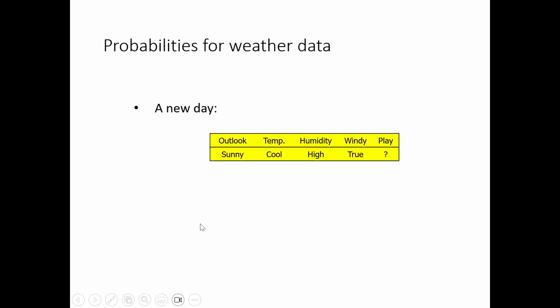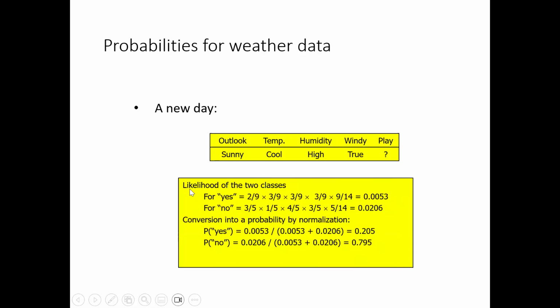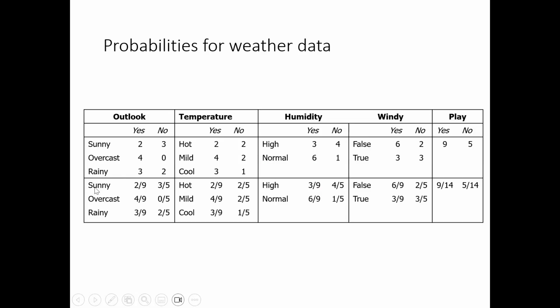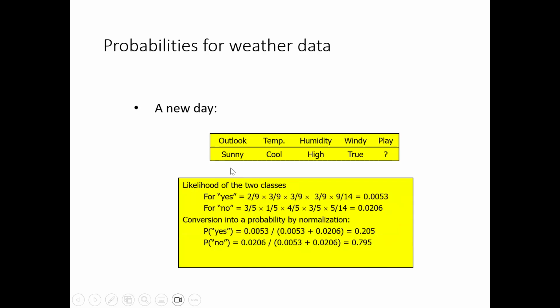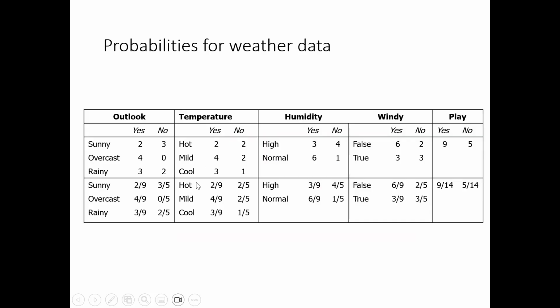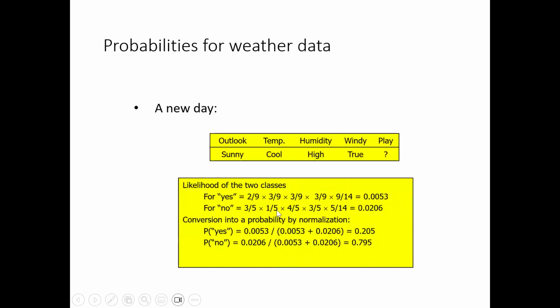Now what we do is calculate what we call the likelihood values. Outlook is sunny, so you go back to the table and look at the values. If it is yes, it is 2 out of 9. If it is no, 3 out of 5. So for outlook sunny, yes gets 2 out of 9 and no gets 3 out of 5. The second one is temperature cool: 3 out of 9 for yes and 1 out of 5 for no.